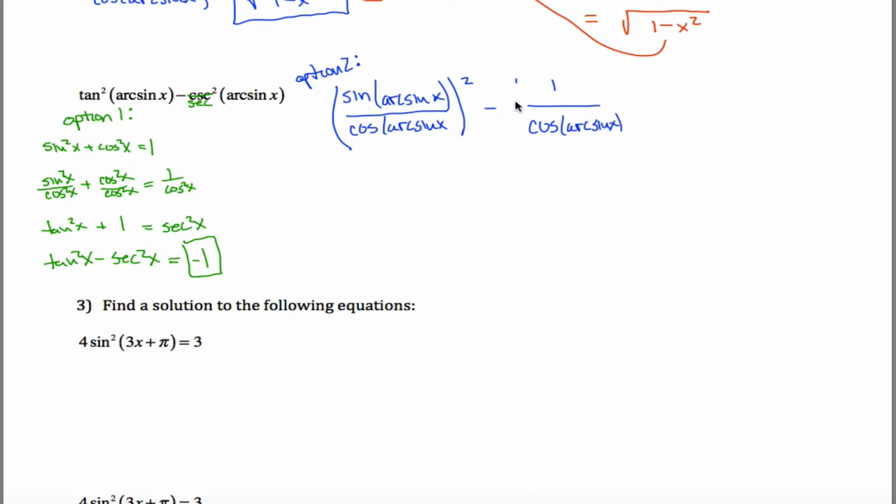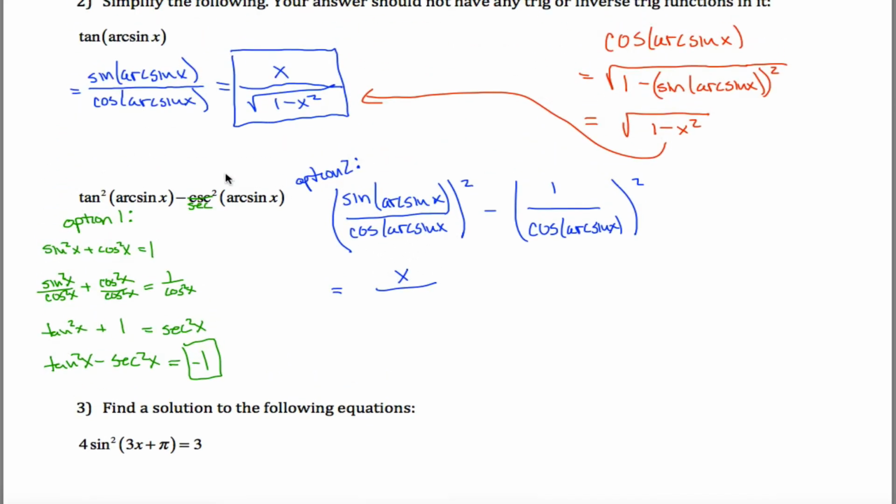So secant squared would look like that. I've got to simplify this thing. Well, that looks really bad, but it's really not, because sine of arcsine is just x. Cosine of arcsine, as I saw above, is the square root of 1 minus x squared. So what I have here is this thing squared. And over here I've got 1 over cosine of arcsine.